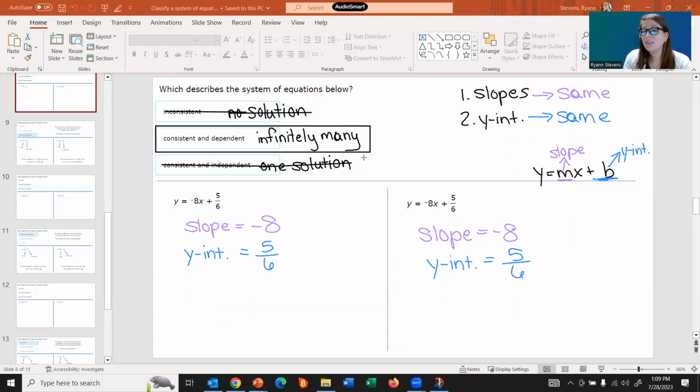They're going to be the same line that are right on top of each other, that run together. All of the points on those lines will work as ordered pairs or solutions. So we could also classify this as being consistent and dependent. They depend on each other, those lines.